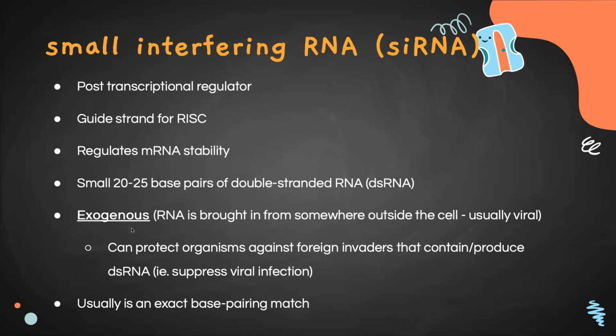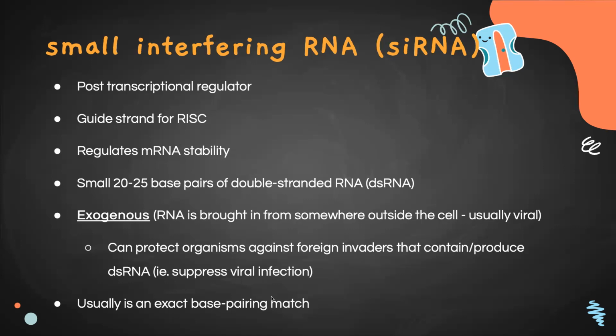The difference here, though, is that they are exogenous, like we were saying. So they are brought from somewhere outside of the cell, usually viral. That's one of the ways that our cells are able to defeat the viruses, by getting rid of these viral RNA strands. So they can protect organisms against foreign invaders through the suppression of these viral infections. And they usually are perfect pairing in humans.